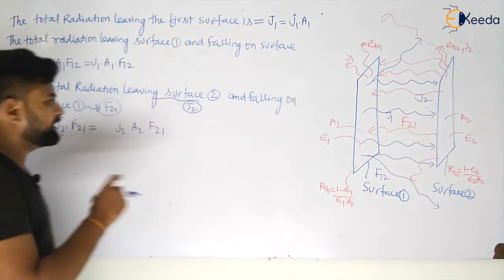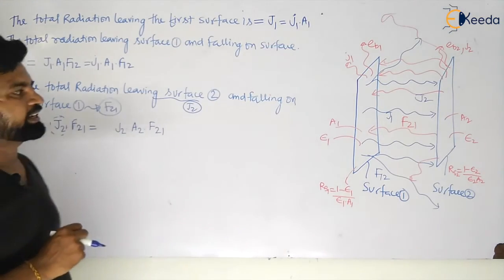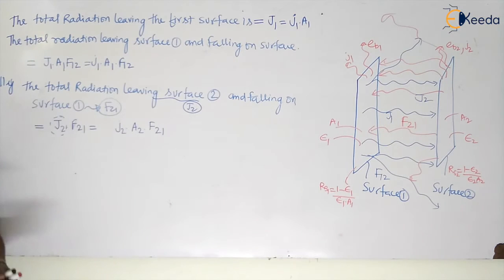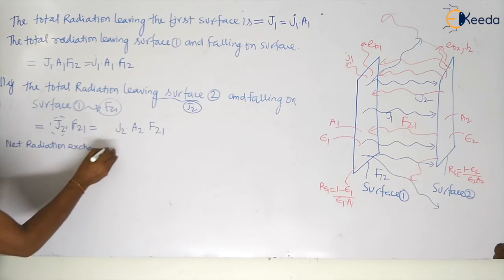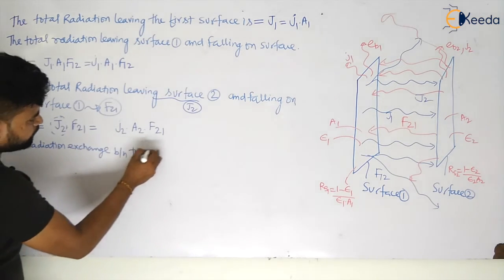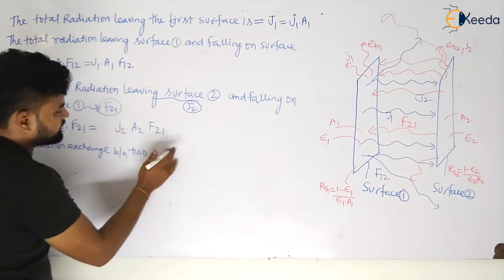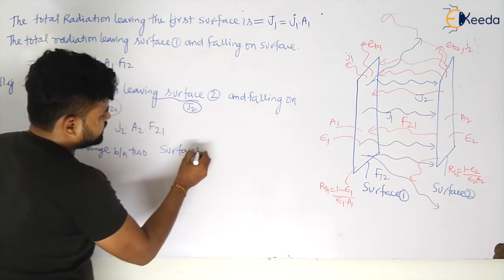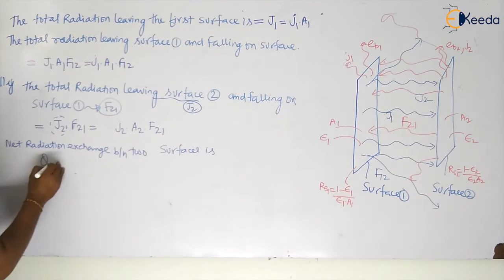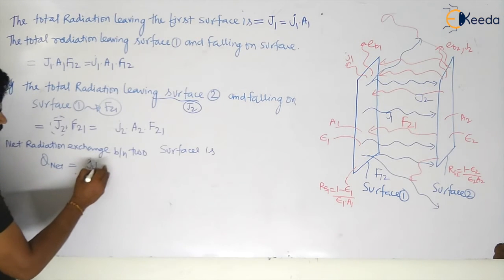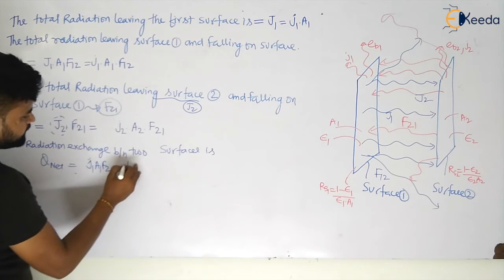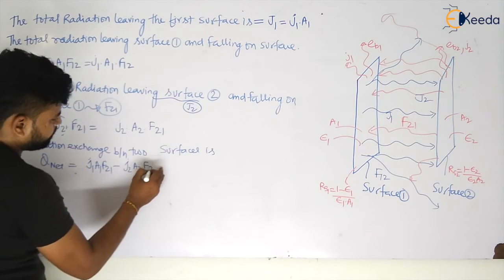So can we calculate the net radiation exchange between two bodies? Yes, we can calculate the net radiation exchange. Let us see, my dear students. The net radiation exchange between two surfaces, let us take Q net, is equal to small j1 A1 F12 minus small j2 A2 F21. Yes or no, my dear students?